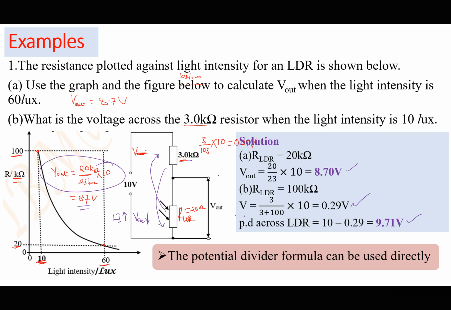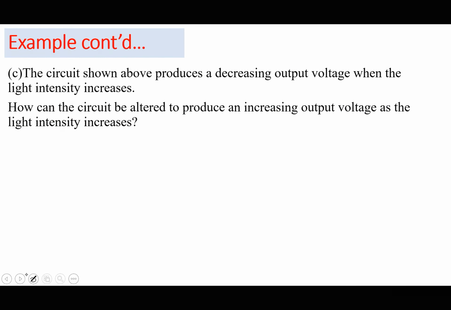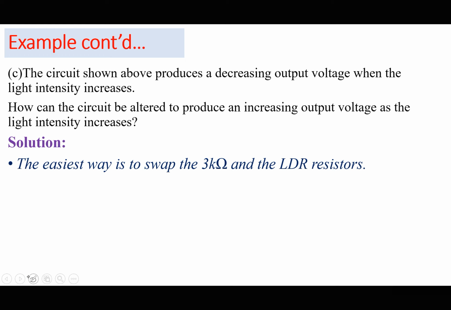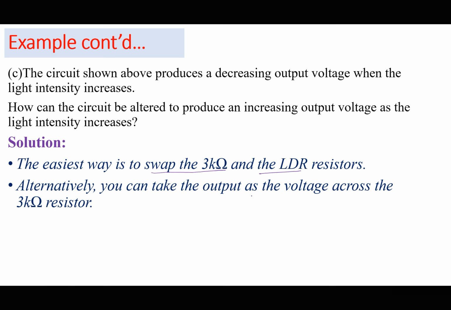And if V out is measured across the 3 kilo ohm resistor, V out will be increasing when light intensity increases. So the easiest thing would be to swap the 3 kilo ohm resistor with the LDR, to swap the positions, or to measure V out across the 3 kilo ohm resistor. It is the same thing. So the easiest way to do this would be to swap, or to simply measure V out across the 3 kilo ohm resistor instead of the LDR. Alternatively, you can take the output of V out measured across the 3 kilo ohm resistor.